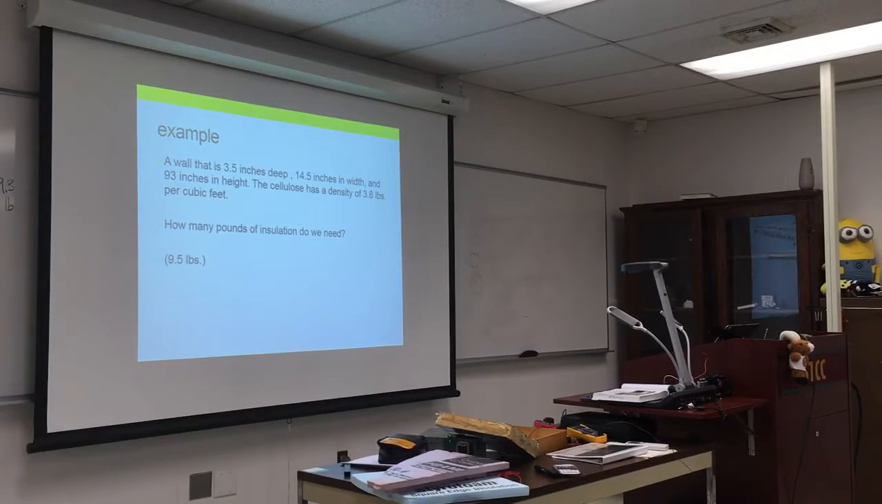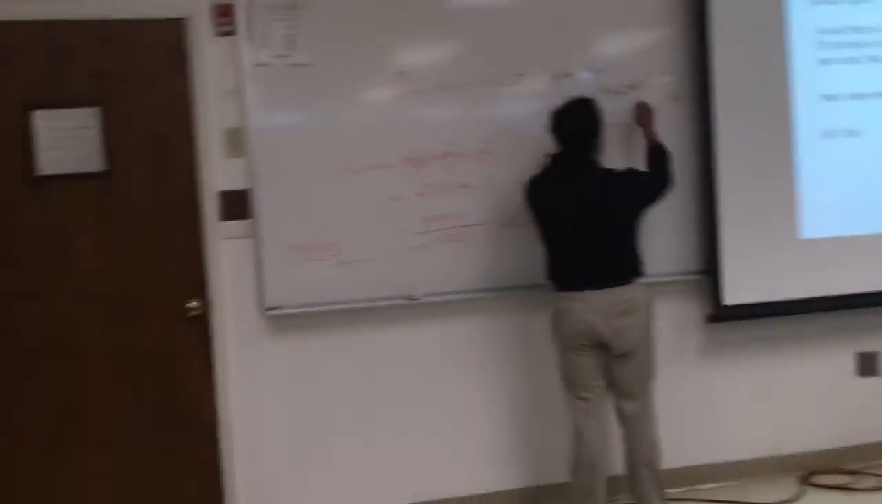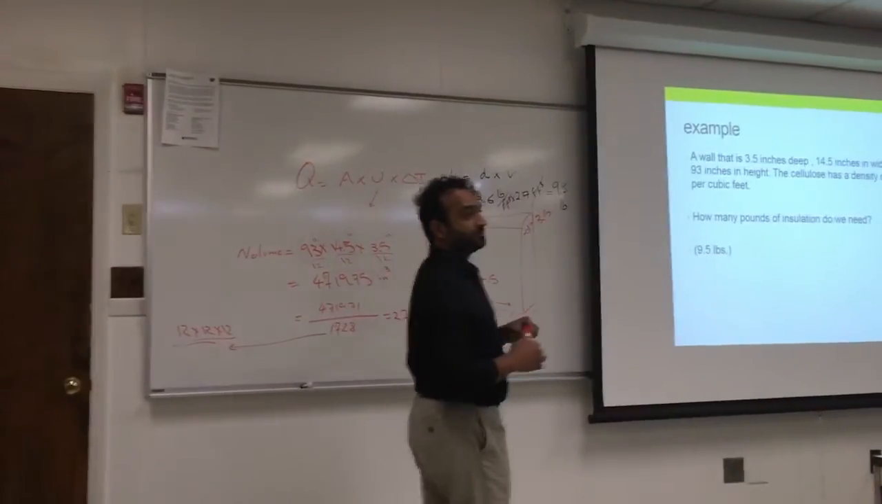Everybody with me here? Okay, but why did you put 3.6 pounds over? That's what it says. The density is 3.6 pounds over cubic feet. This is the unit of density. So you put the pounds over the feet. And if you multiply this by this, the feet cubed cancel out, and you end up with pounds.